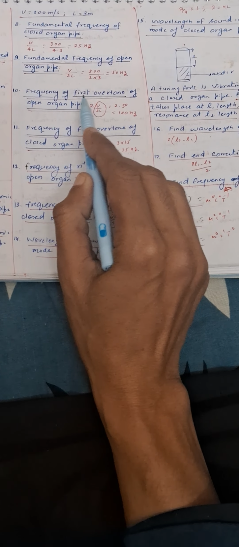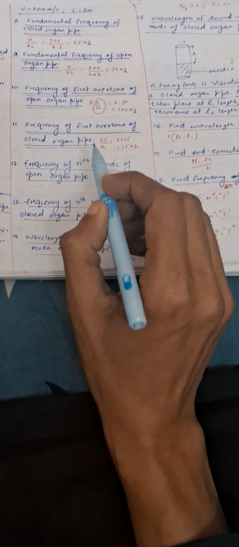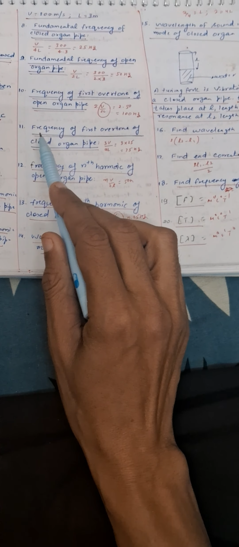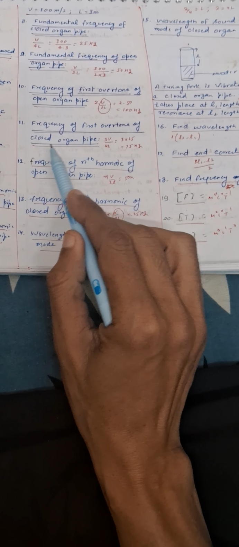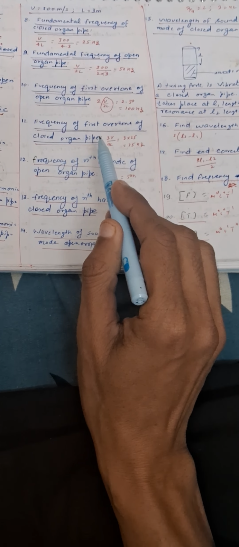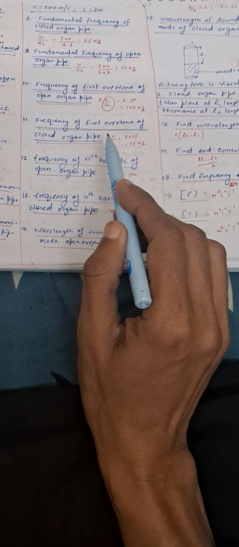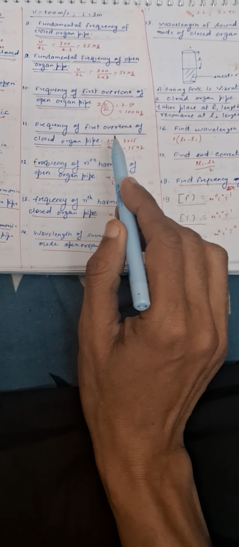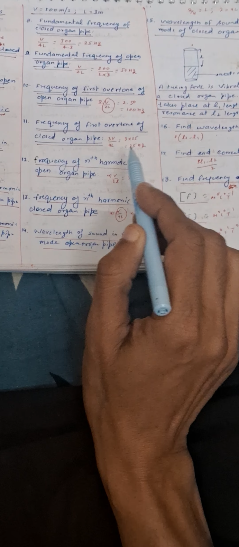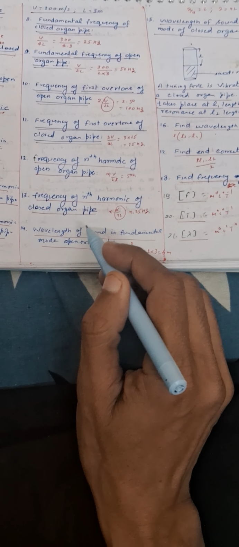Next is frequency of first overtone of open organ pipe. So first overtone means second harmonic. So that will be twice of v by 2L. So 2 into 50, which will be 100 Hertz. Next is frequency of first overtone of closed organ pipe. So first overtone means third harmonic will be there. So it is 3v by 4L. So that is 75 Hertz.